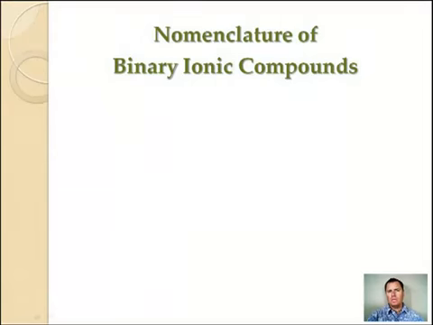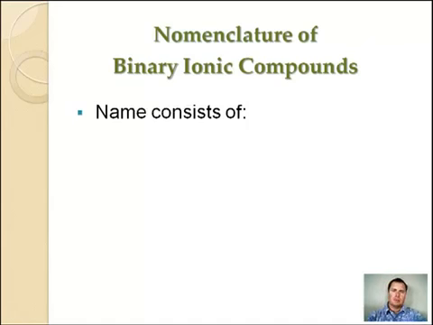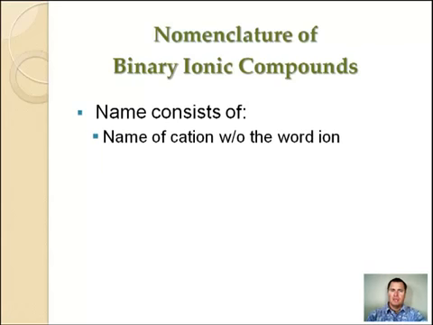Now that we know how to write the compounds, we need to know how to say them. We know that NaCl, for example, is sodium chloride. How do we know this? Well, the name consists of a binary ionic compound. Remember, I'm stressing binary, made up of only 2 elements that are going to be a cation plus an anion. It consists of 2 things. The first thing is the name of the cation. That's the first element without the word ion. So basically, it's just the name of the first element.